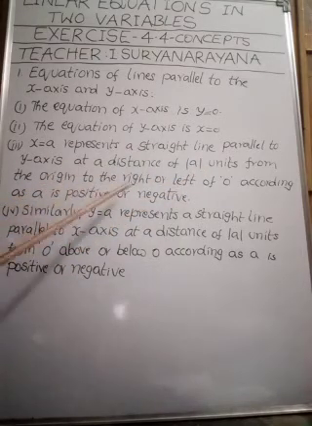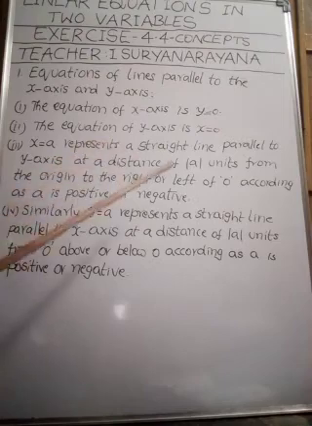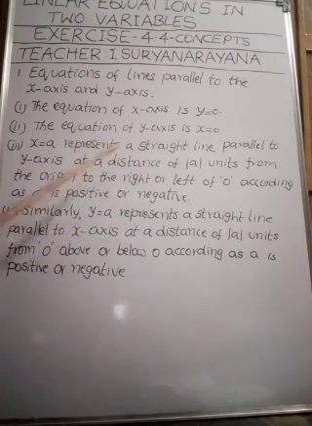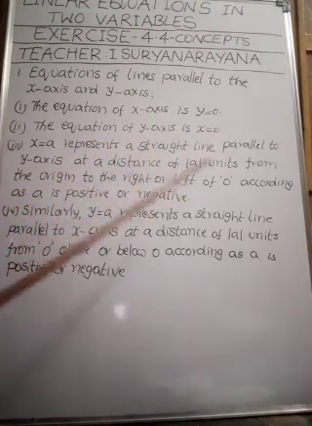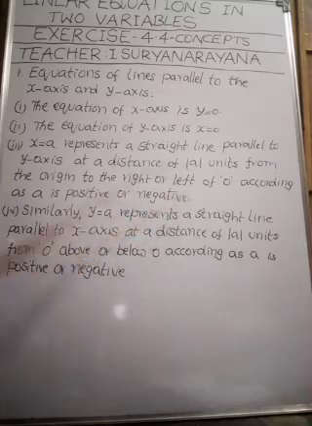And it is right, if this number is a positive number, then the line is parallel to the y-axis at a distance of that many units on the right side. Similarly, if it is a negative number, then it is to the left of the origin. Understood this point, my children? Right. Now come to the fourth point.